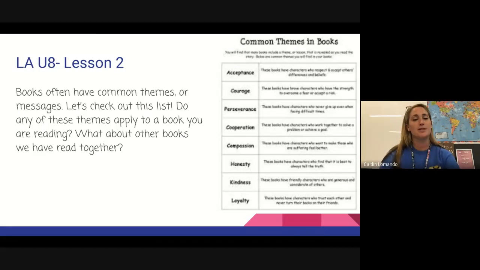Another common theme we see in fiction books is courage. Those books have characters that have the strength to overcome fear or accept a role. We could also describe The Other Side as a book that's full of courage, as the girls kind of go against social norms to become friends. Some books are about perseverance. These books have characters who never give up when facing difficult times.